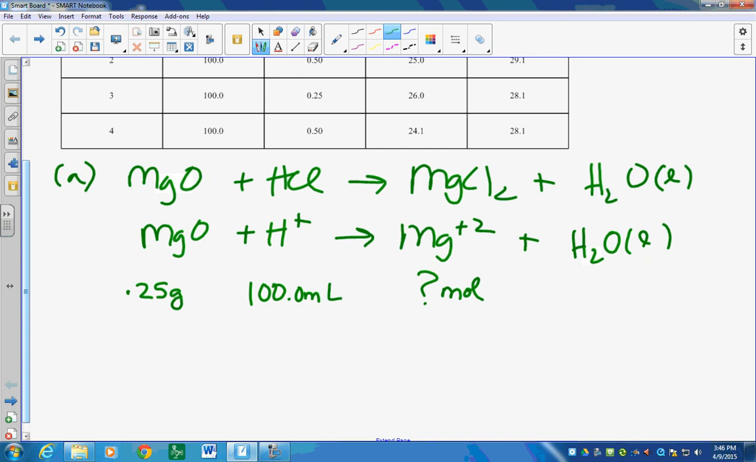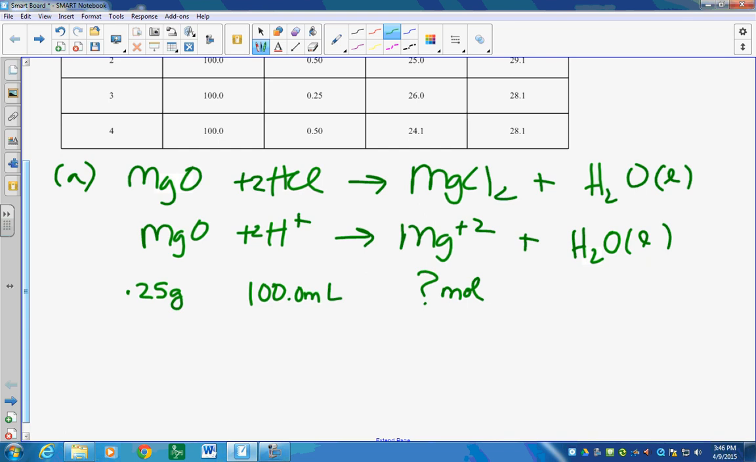The reason I'm going to stop at moles is they just want to know the limiting reactant. They don't want to know how much Mg+2 you make. Oh, sorry, I dropped something here because there's a 2 here and a 2 here. They don't want to know how much Mg+2 you make. They don't want to know how much water. They just want to know which one runs out first.